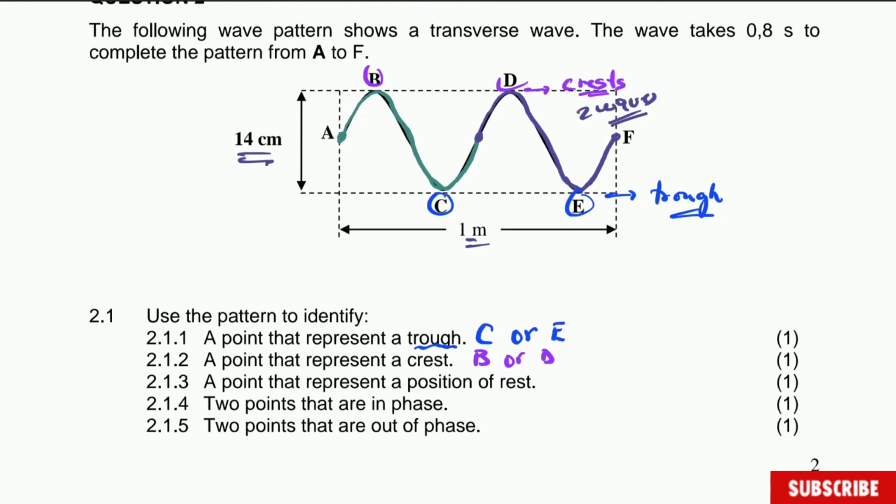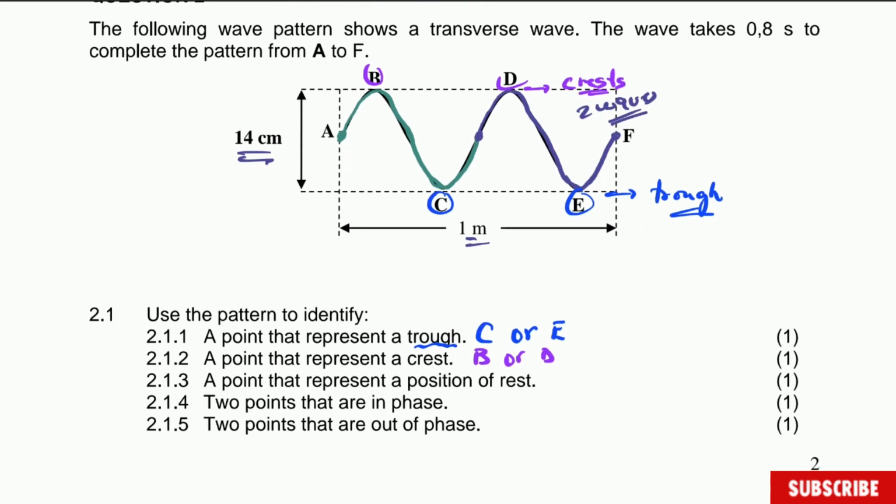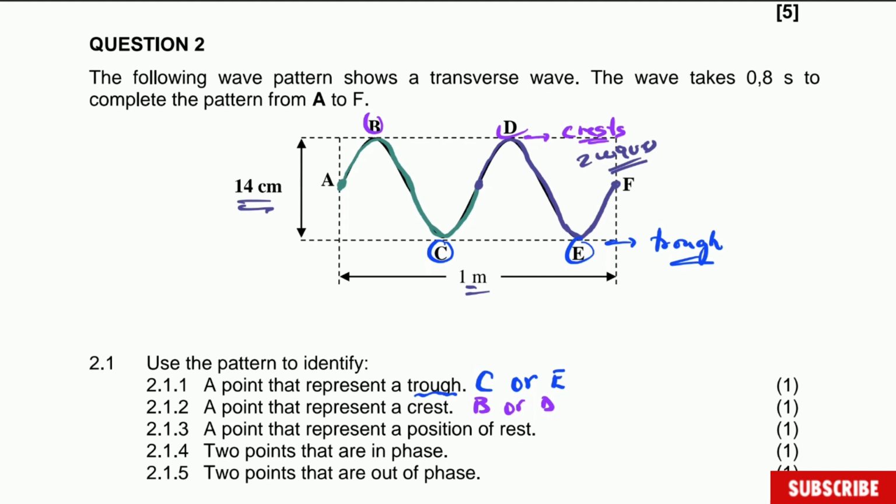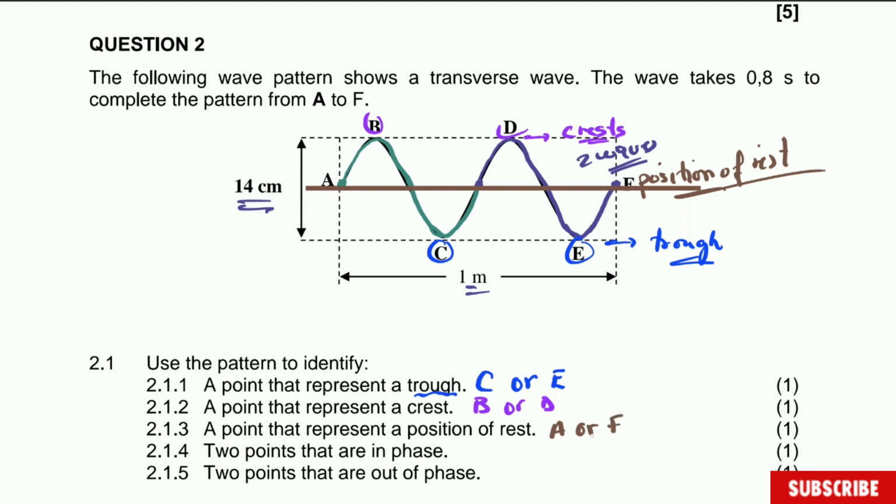A point that represents a position of rest. Now the position of rest, you should remember, is any point that passes that straight line there. This is the position of rest here. So the points are either A or F. Those two points are at the position of rest.